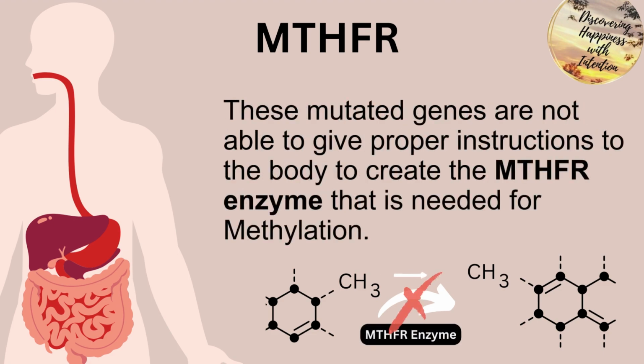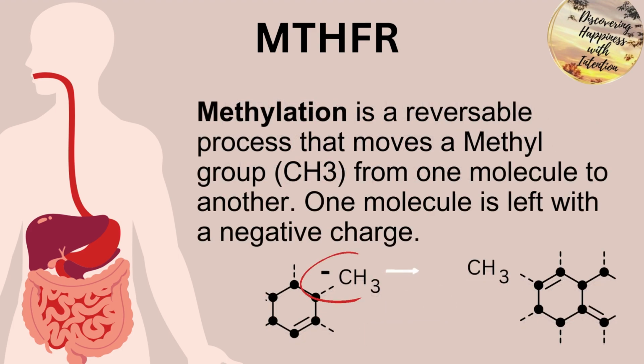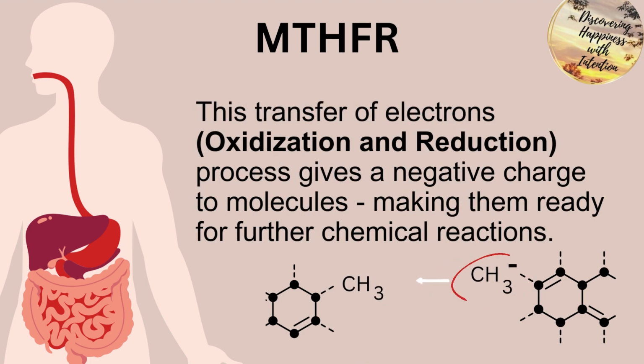These genes are not able to give proper instructions to the body to create the enzyme needed for methylation. This enzyme is actually called the MTHFR enzyme. Methylation itself is a reversible process that moves a methyl group, carbon and 3 hydrogens, from one molecule to another. And when this happens, it leaves one molecule with a negative charge. And so this transfer of electrons, called oxidation and reduction, gives one of the molecules that negative charge and makes it able to be ready for further chemical reactions.